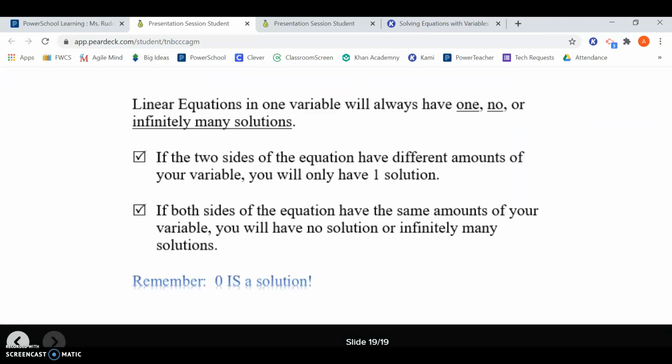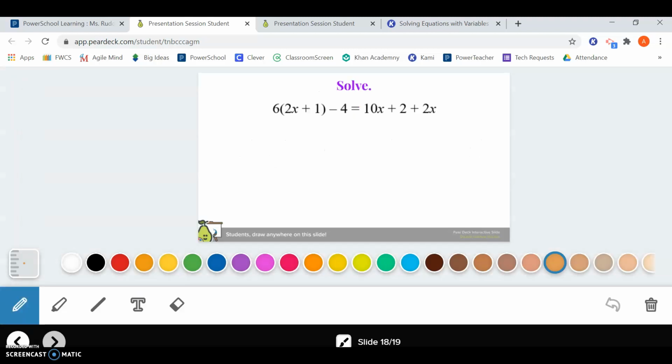Alright, so now let's look at my last one. I'm going to split it up. On my left, it looks like I'm going to distribute, so I'm going to do that first. 6 times 2x, that's going to be 12x. 6 times 1, that's 6. I'm going to add. Minus 4 equals, and then over on the right, I have nothing to distribute, but I can combine. So I'm going to combine my 10x and my 2x. When I combine those, I have 12x. And I've got my plus 2.